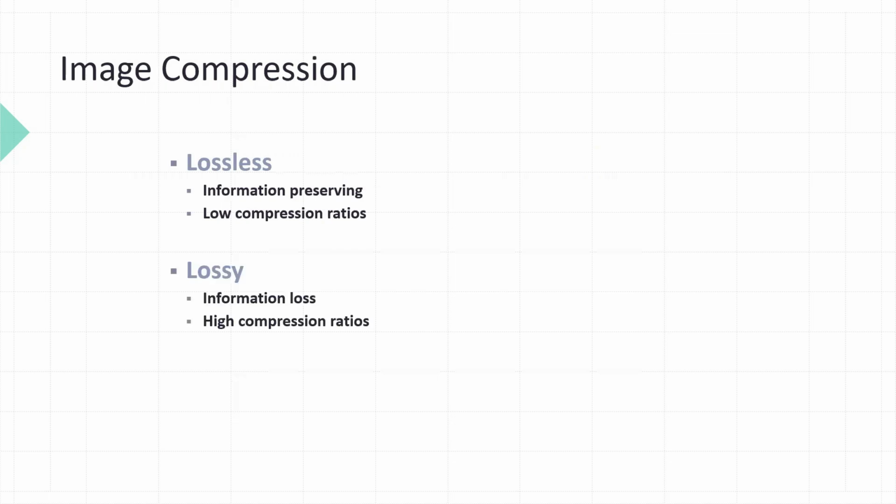Later, we go towards the lossy type of compression. Here, information loss is more, but keep in mind that the data that has been removed is most of the times redundant data, repetition data in an image. And whereas the compression ratios are very high in nature.